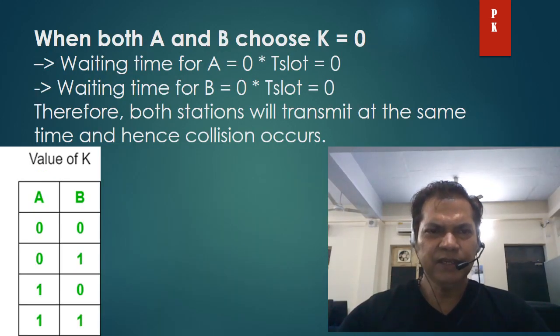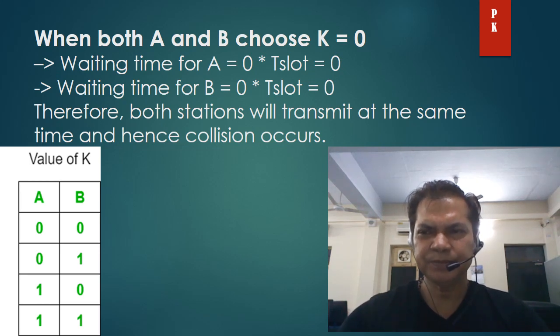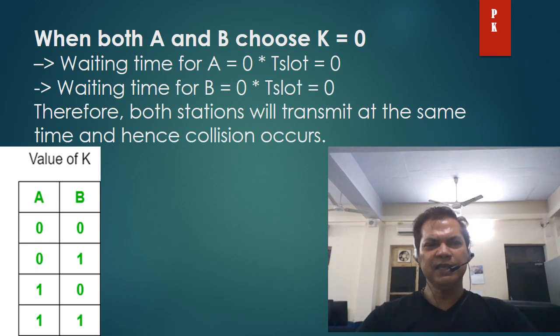Now there may be different situations for the two stations A and B. In this slide you can see the value of K, which they randomly pick for A and B. A is a station, B is a station, and 0 and 1 are the values they can select. Situations may arise: A can have a 0 and B can have a 0; A can have a 0 and B can have a 1; A can have a 1 and B can have a 0; and both can have a 1.